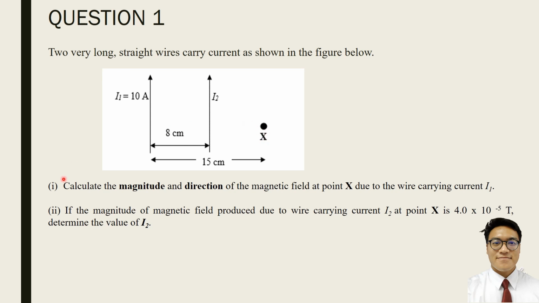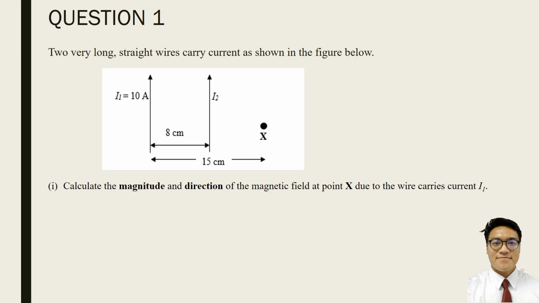Number 1, calculate the magnitude and direction of the magnetic field at point X due to the wire carrying current I1. And number 2, if the magnitude of the magnetic field produced due to the wire carrying current I2 at point X is 4 times 10 to the power of negative 5 Tesla, determine the value of I2. So we have two sub-questions. Let's do it one by one.